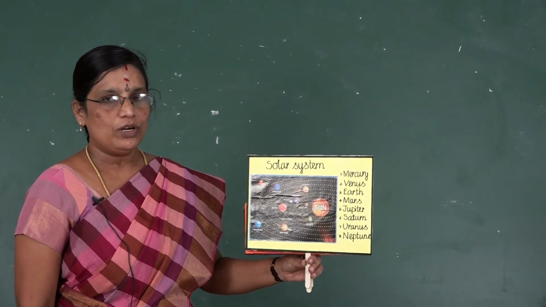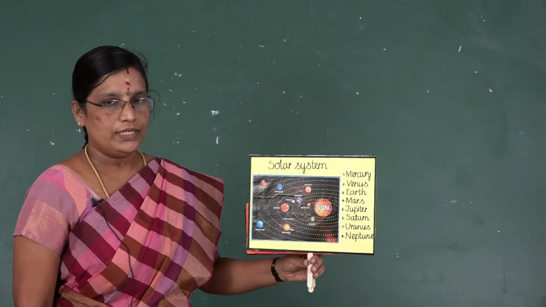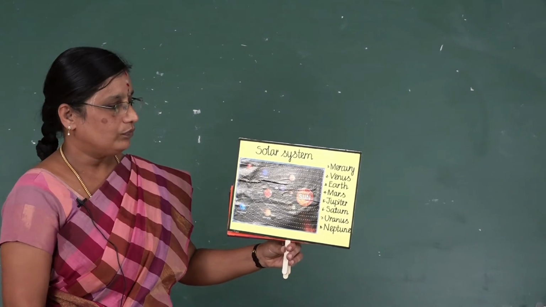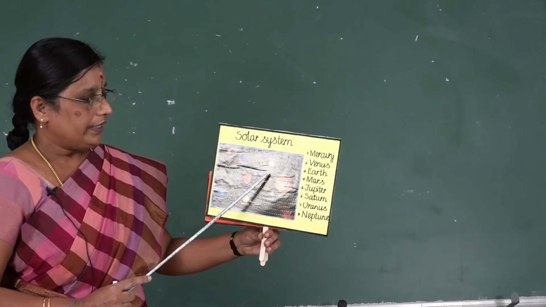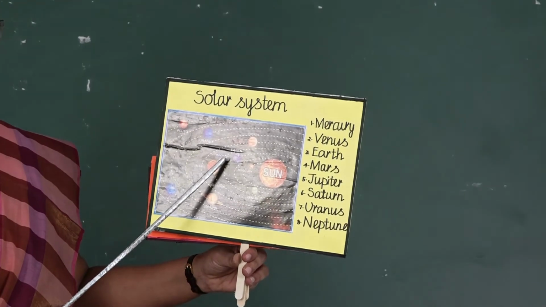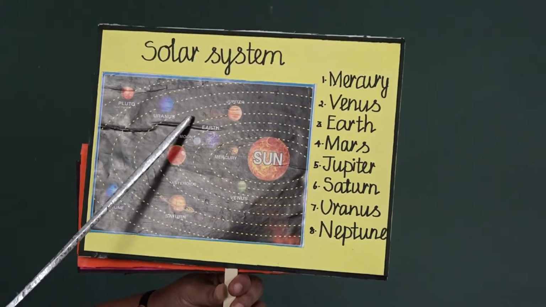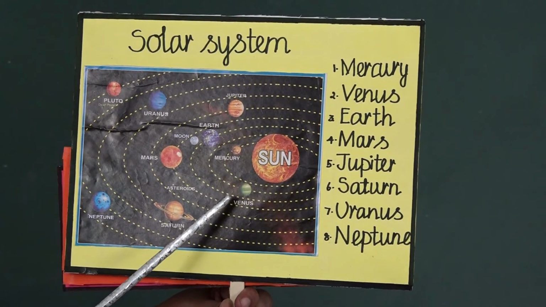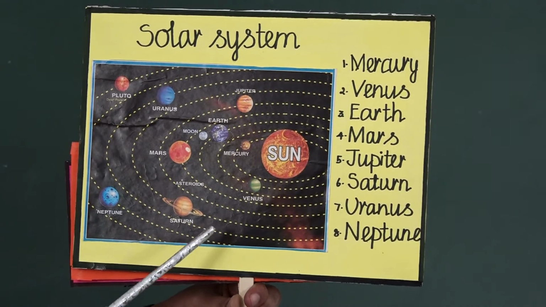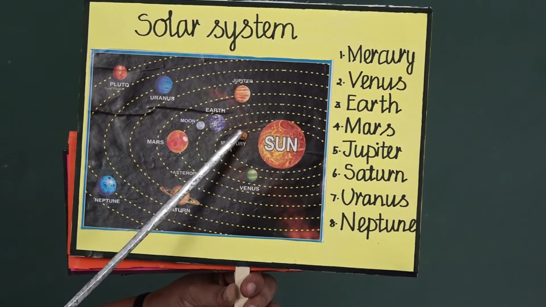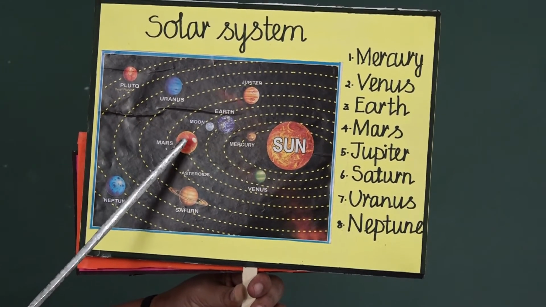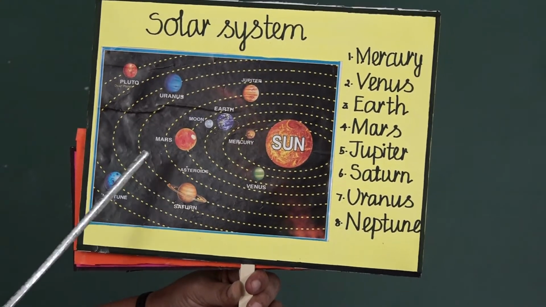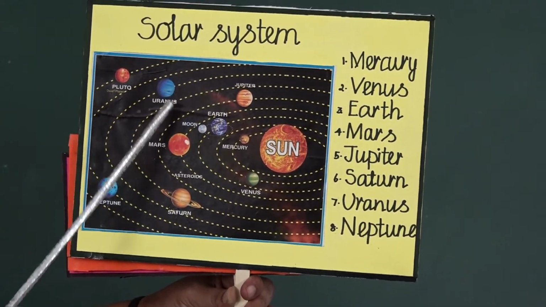Let us see about solar system. What is called solar system? What does it consist of? Solar system consists of sun, 8 planets with their moons, dwarf planets, asteroids and comets. All are bound together by gravity. There are 8 planets in the solar system. They are Mercury, Venus, Mars, Earth, Jupiter, Saturn, Neptune and Uranus.